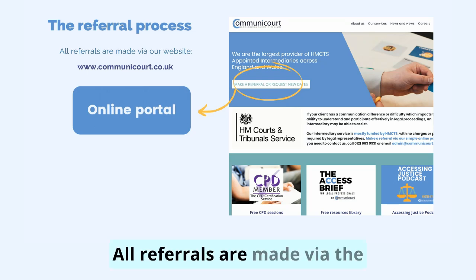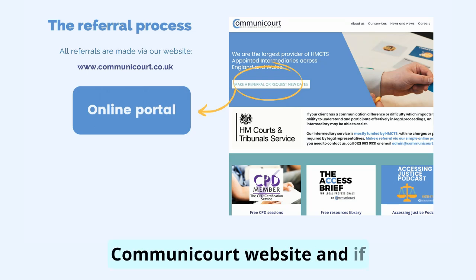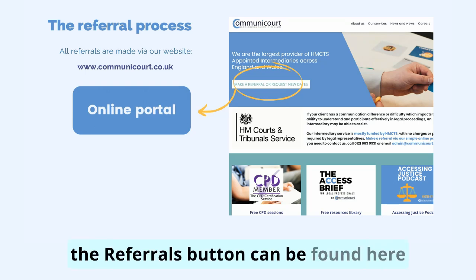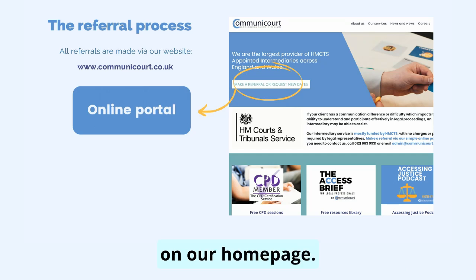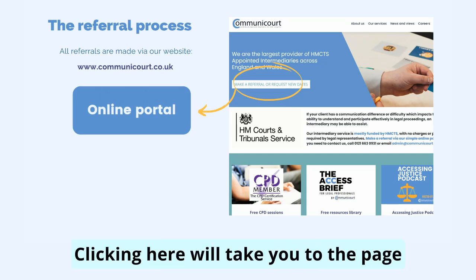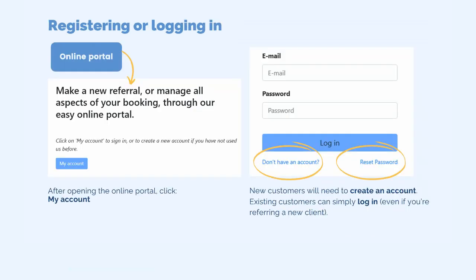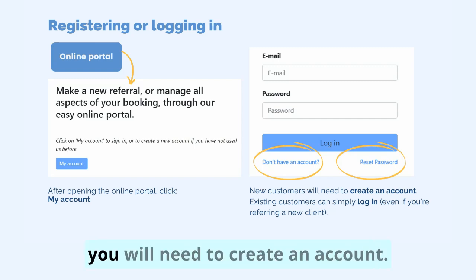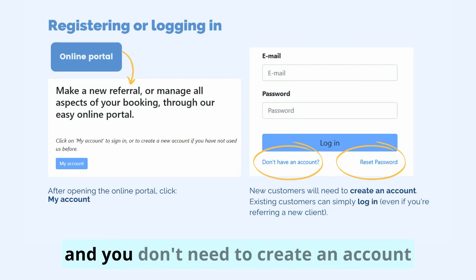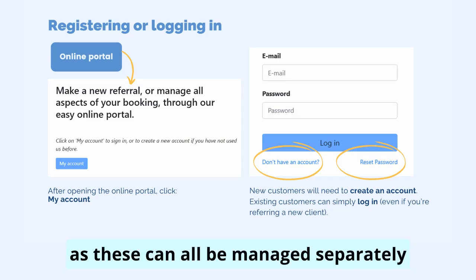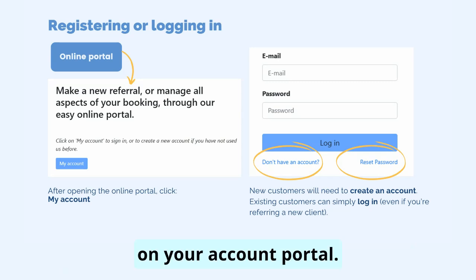All referrals are made via the Communicourt website, and if this is your first time making one, the referrals button can be found here on our homepage. Clicking here will take you to the page where you can access the online portal. Once you've opened the portal, you will need to create an account. You only need to do this once, and you don't need to create an account for each new referral or each new client, as these can all be managed separately on your account portal.